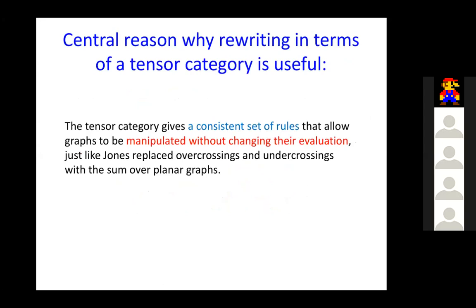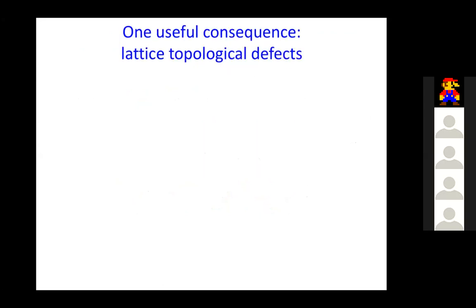But the reason why I want to do it is because, as all the category people know, the tensor category gives a set of rules that allow these graphs that you get, like the loops, to be manipulated without changing the evaluation. So just like replacing over and undercrossing with the sum, there's lots of rules you get. And here's why I like it for the rest of this talk. You can get lattice topological defects out of these things. And that's what I think is amazing and powerful. So it's absolutely systematic in any model you define using these things.